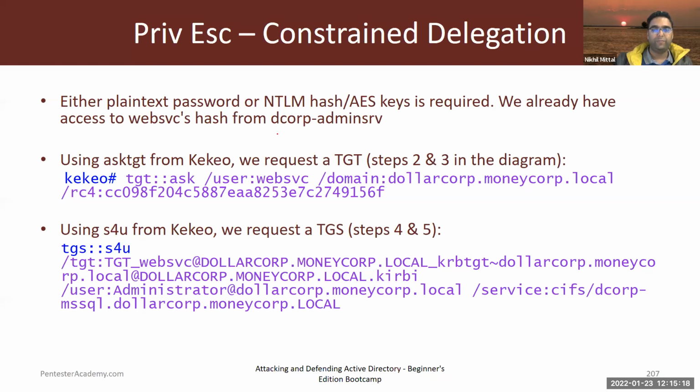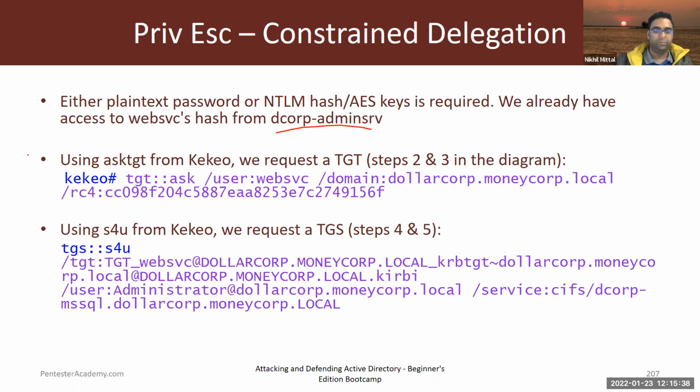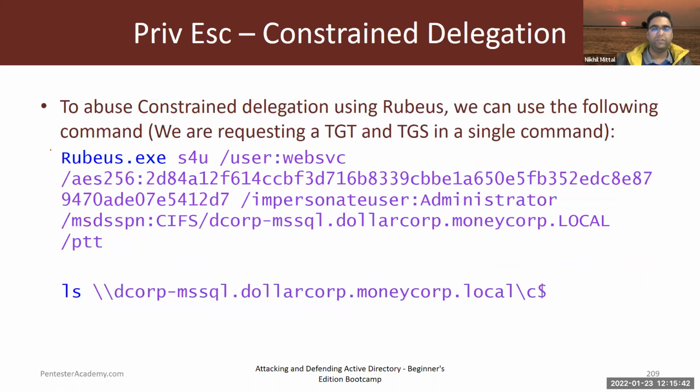We already have it from dcorp admin SRV. That was an important machine, gave us so many credentials. Now, using the NTLM hash or AES key, we can either use Kekeo. Kekeo is a tool written by the same guy, Benjamin, who wrote Mimikatz, a very useful tool. So we can request a TGS using Kekeo and use it with Mimikatz, or we can use it with Rubeus. So what are we doing here?